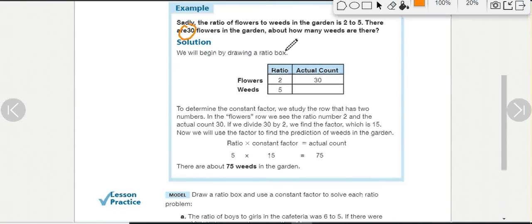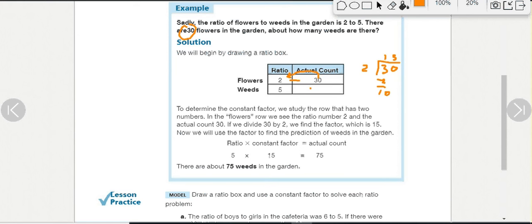Okay, 2 to 5, flowers to weeds. If there's 30 flowers, make sure that matches up with the 2. Don't put it on the bottom. How many weeds? All right, a little bit bigger numbers this time, so let's use what I just taught you. 30 divided by 2. This time it's not a denominator, it's the numerator that we know. 30 divided by 2. 2 goes into 3 one time, and 2 goes into 10 5 times. 15. You maybe even had that in your head.